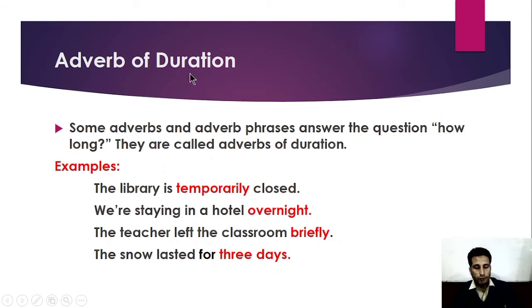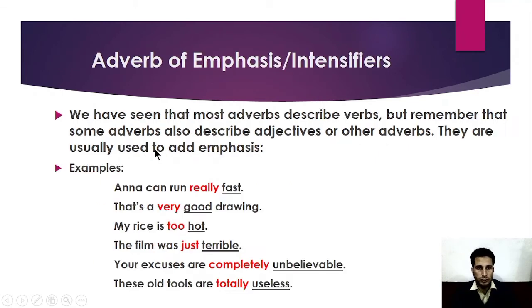We have the adverb of duration. It shows how long, the duration of an action. So if a word shows the duration of an action, that word or phrase is supposed to be an adverb of duration. For example, the library is temporarily closed. For how long? Temporarily. We are staying in a hotel overnight. For how long are we staying there? Overnight. So that is how we have the adverb of duration.